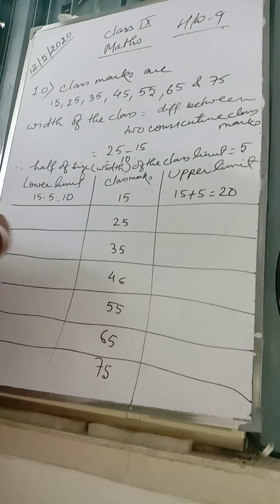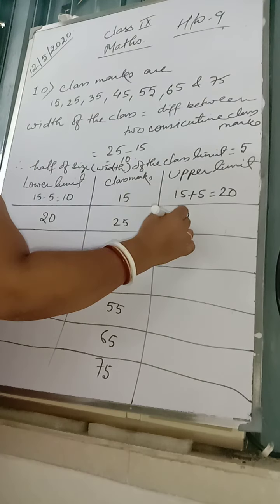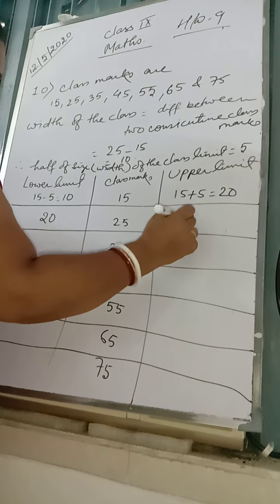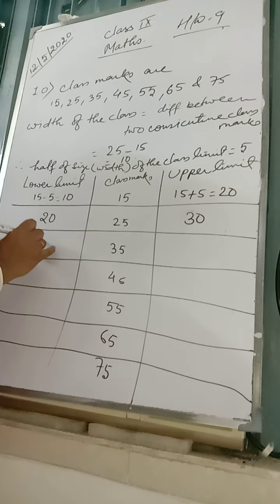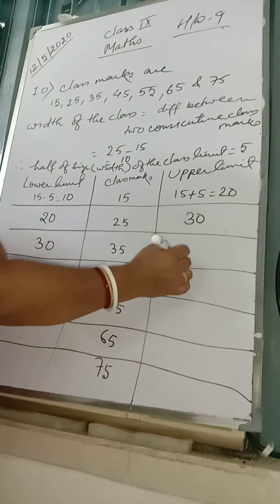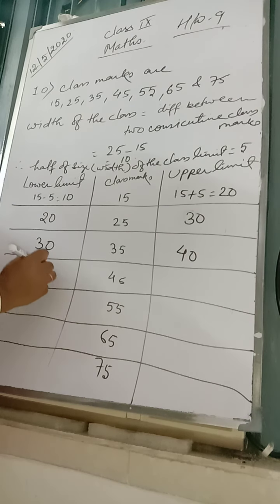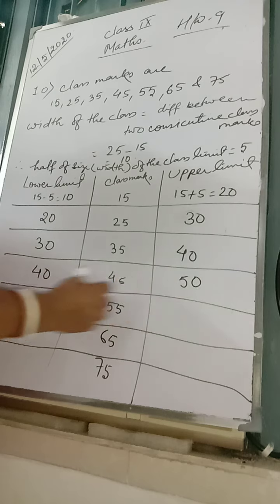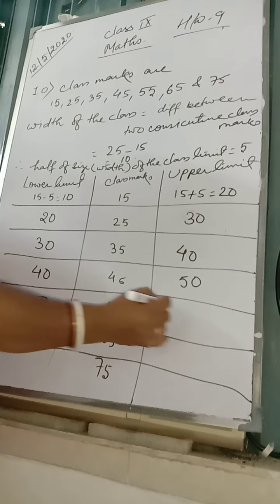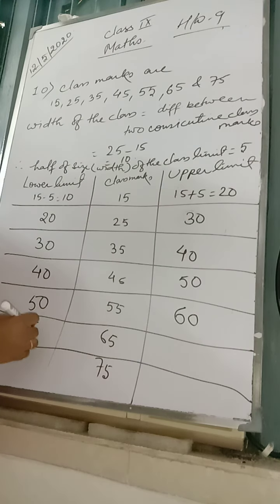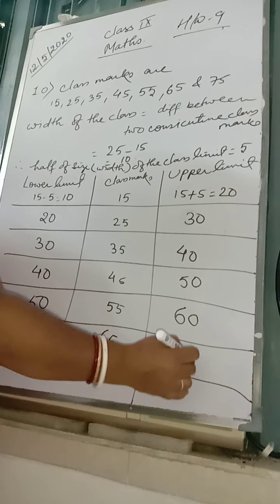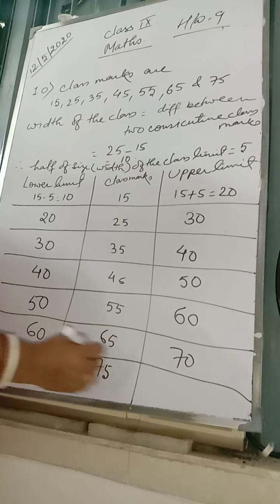So 15 minus 5 and 15 plus 5 are the class limits. 20 minus 5, 20 plus 5, 30. This is lower limit, upper limit. 35 minus 5, 30, 40. Then 40, 50. 50, 60. 60, 70. And 70, 80.